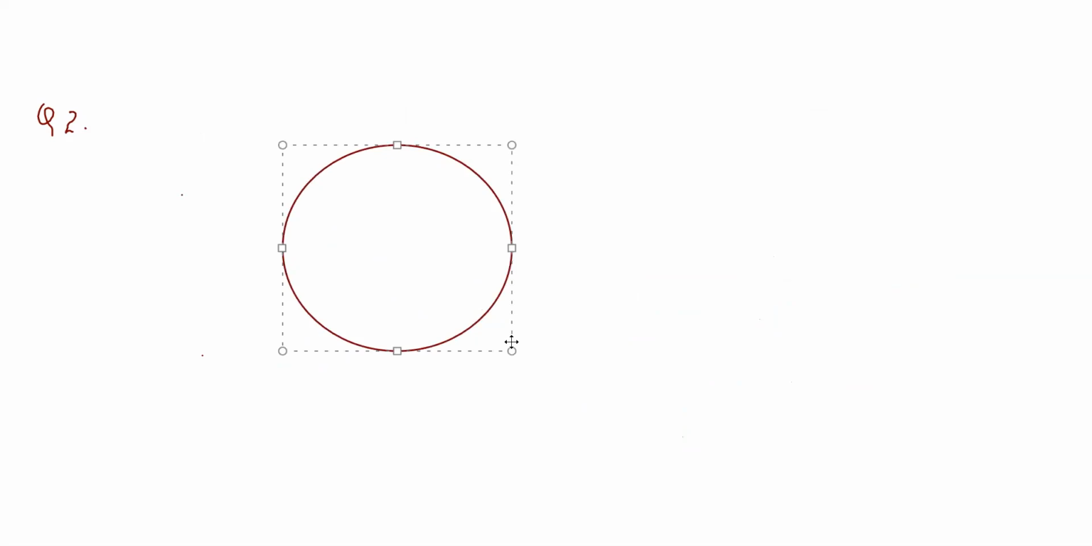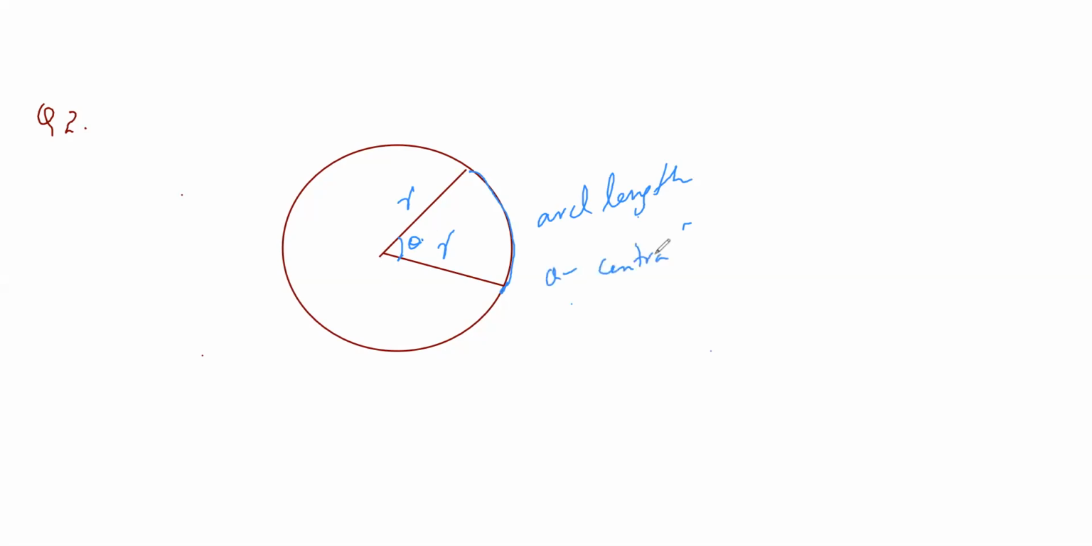So before doing question number 2, I just want to draw a circle here, just putting some radius. So guys, what is this called? This is my arc length. This is the radius, this is my arc length, and this is my theta. I think everyone is familiar with this. What is theta? Central angle.